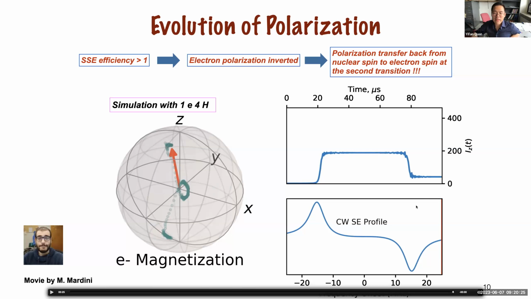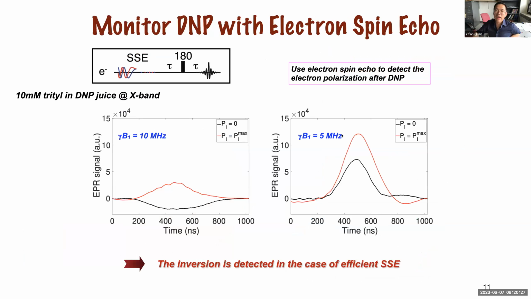And then the next question is, well, can we experimentally see this inversion of the electron spin polarization? And this actually can be easily done with EPR measurement. So we modify the Hahn echo. Instead of using a hard pi-half pulse, we just replace it by the SSE DNP pulse, which just adiabatically rotates your electron spin polarization by 90 degrees to the transverse plane.